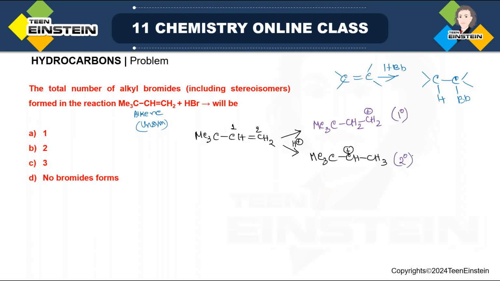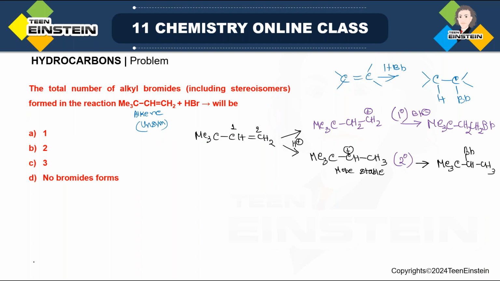Now whether you will consider this as a product, because next if you add Br minus, you get the product Me3C, CH2, CH2Br. And here stereoisomerism is not possible because you do not have any chiral center. Now if you consider this 2 degree carbocation, which is the more stable carbocation, you have to give it more preference. Here if you add the bromide ion, it will generate this type of product.